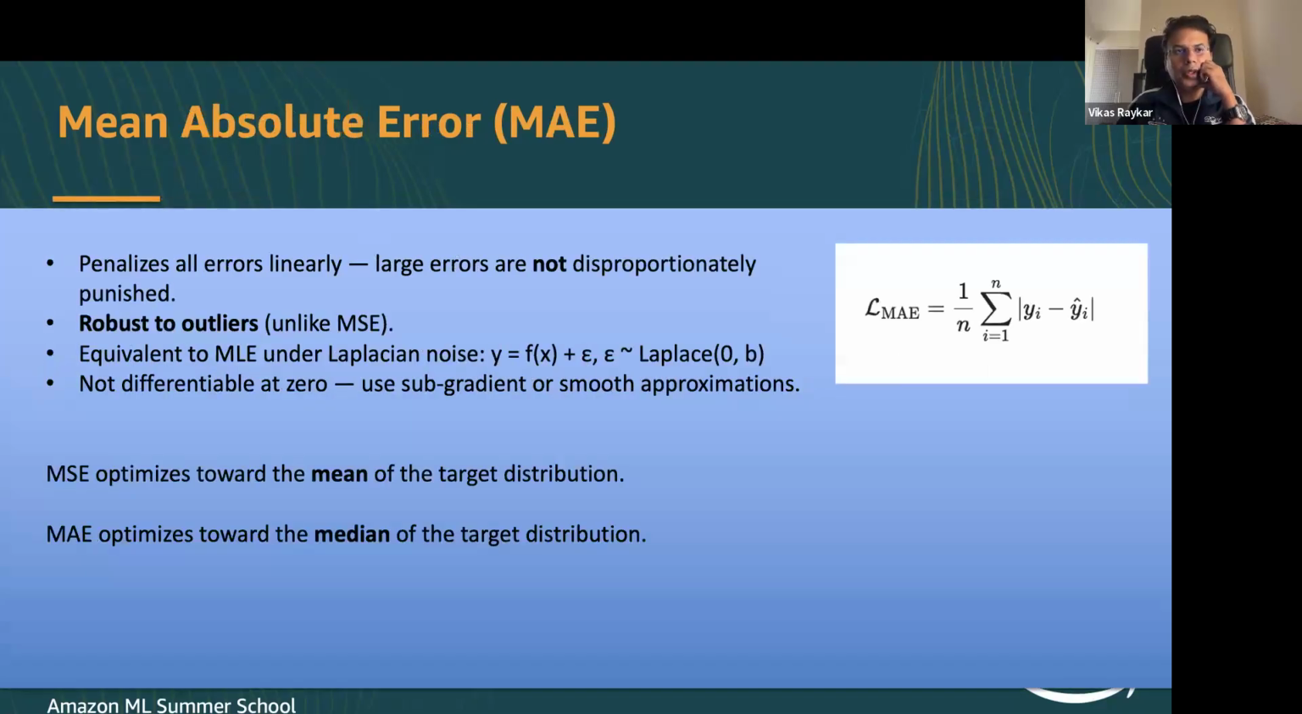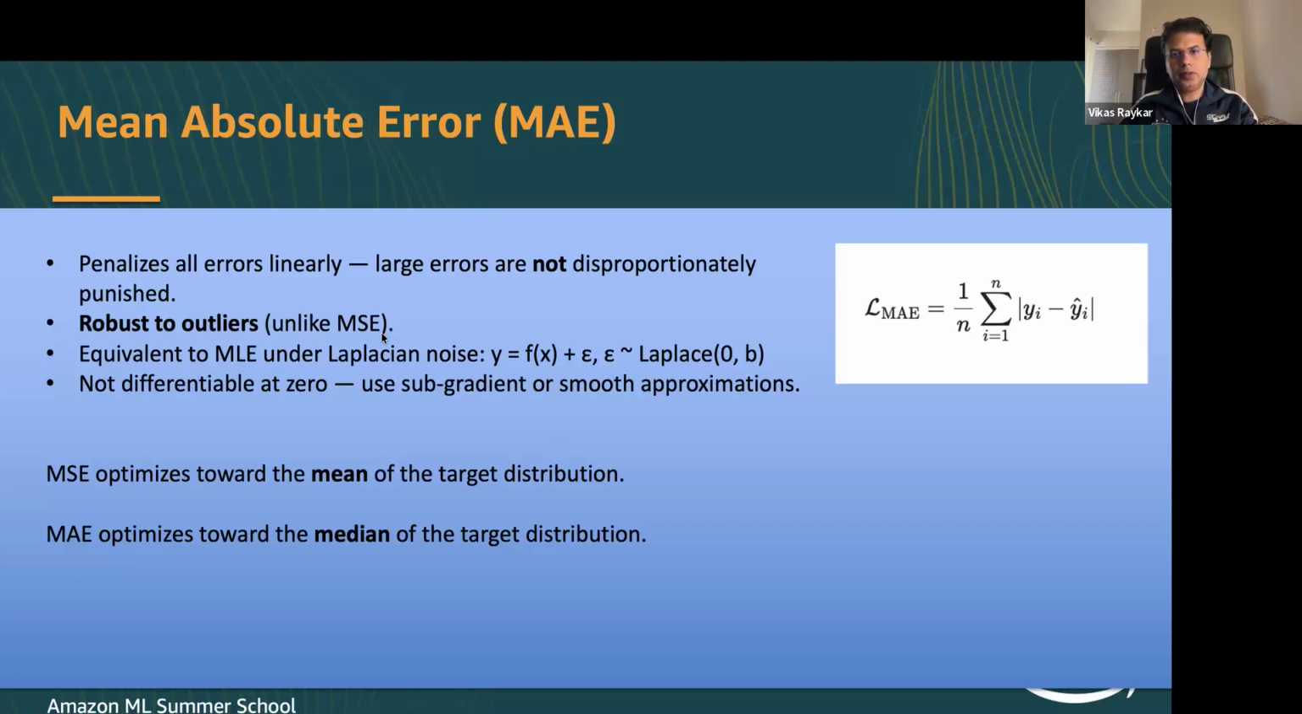The second variant we're going to talk about is mean absolute error. It's designed to handle this outlier sensitivity of mean squared error. As we saw, the MSE had this squared error. So instead of the square, we're going to replace it by the absolute value here. Because of this, it penalizes all errors linearly. So large errors are not disproportionately punished. As a consequence of this, unlike MSE, mean absolute error is robust to outliers.